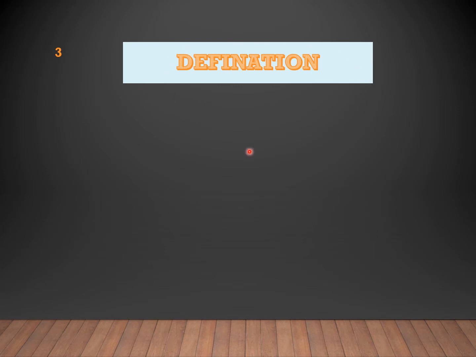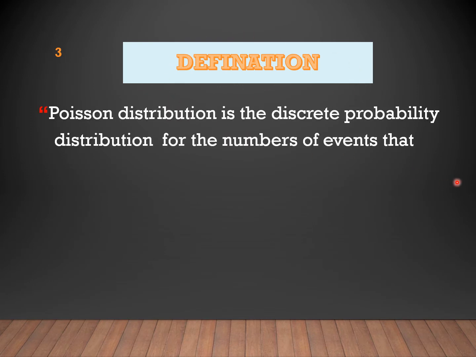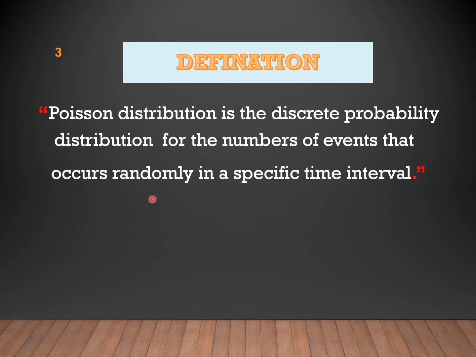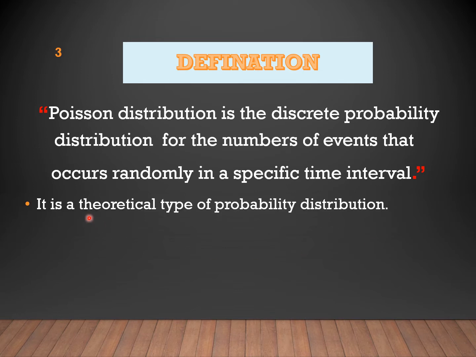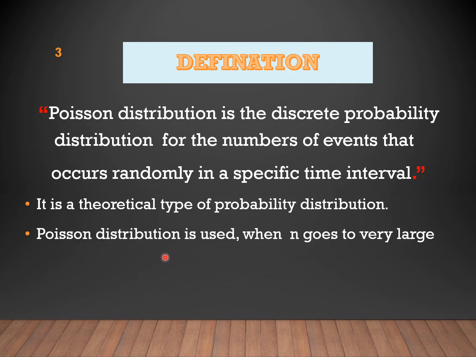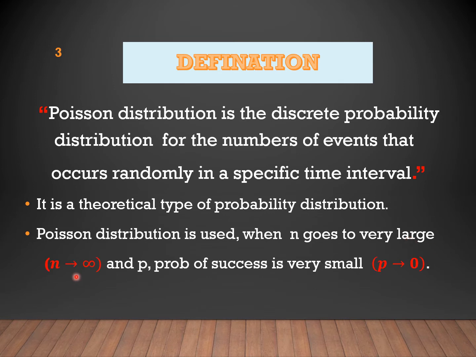Here is a definition of Poisson distribution. Poisson distribution is the discrete probability distribution for the number of events that occur randomly in a specific time interval. It is a theoretical type of probability distribution. Poisson distribution is used when n is very large, that is n goes to infinity, and p, the probability of success, is very small, p goes to 0.